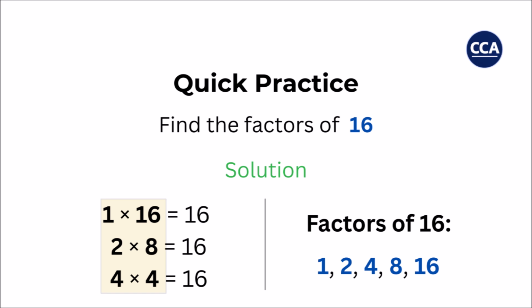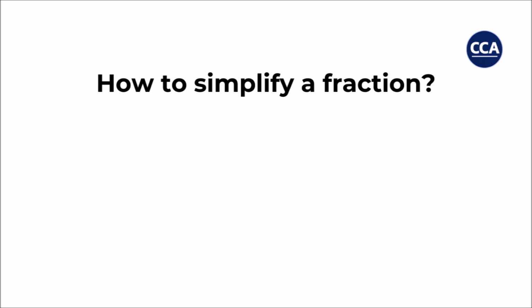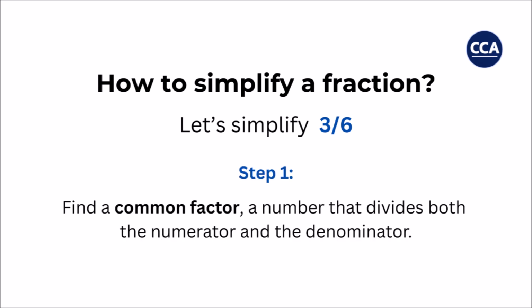Let's get back to our main concern. How to simplify a fraction? Well, it's quite simple and easy. Let's simplify 3 over 6. The first step is to find a common factor. A number that divides both the top and the bottom. That means the numerator and the denominator should be divisible by that same number. In this case, it is 3.